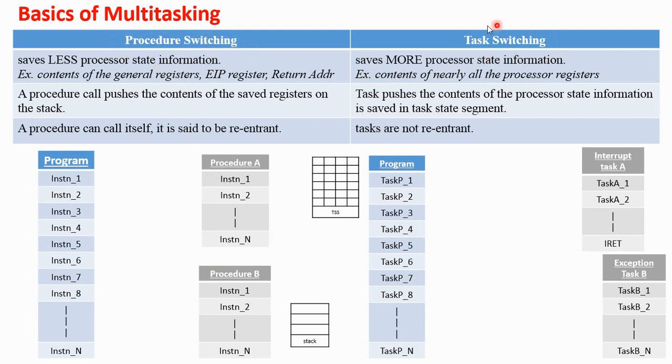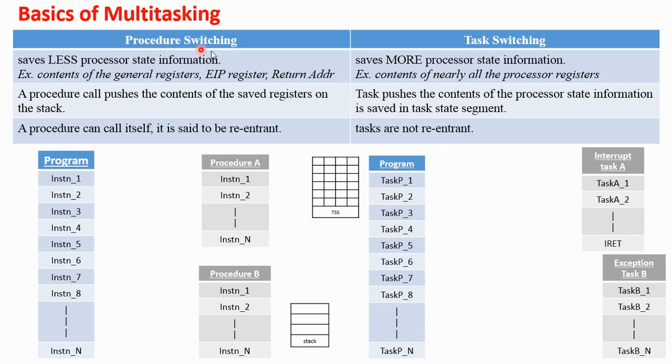Whereas in the case of task switching, you have a program, and within that program there are a set of programs. Each set of program is called a task. And here a task is being called; a task is calling some other task. It may be an interrupt task or it may be an exception related task. So there are two scenarios now. The first one is procedure switching, another one is task switching. So let's see what happens during procedure switching and what happens during task switching.